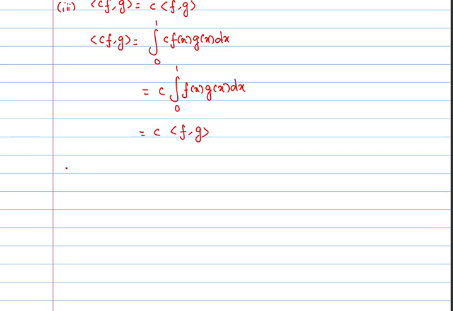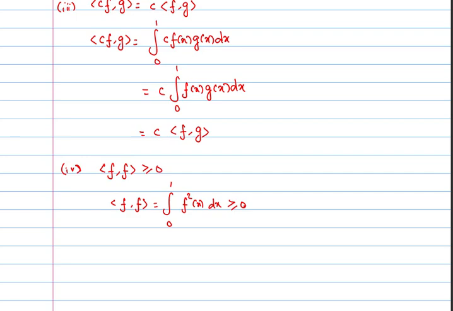The fourth condition is very difficult to prove at the elementary level. That is, the inner product of F comma F is always greater than or equal to 0. That's what I want to prove. So what is F comma F? It is the integral over 0 to 1 of F squared of X dx. F squared is always a non-negative function, so this is always greater than or equal to 0. It is 0 only whenever F is 0.